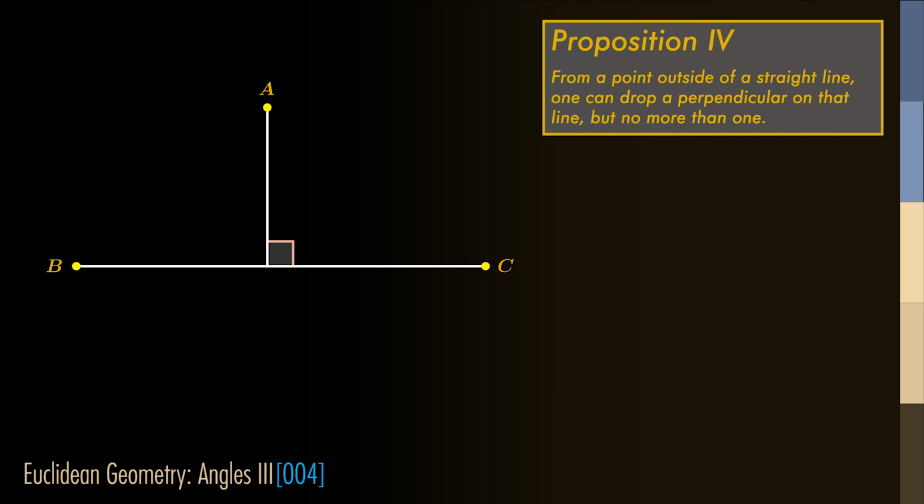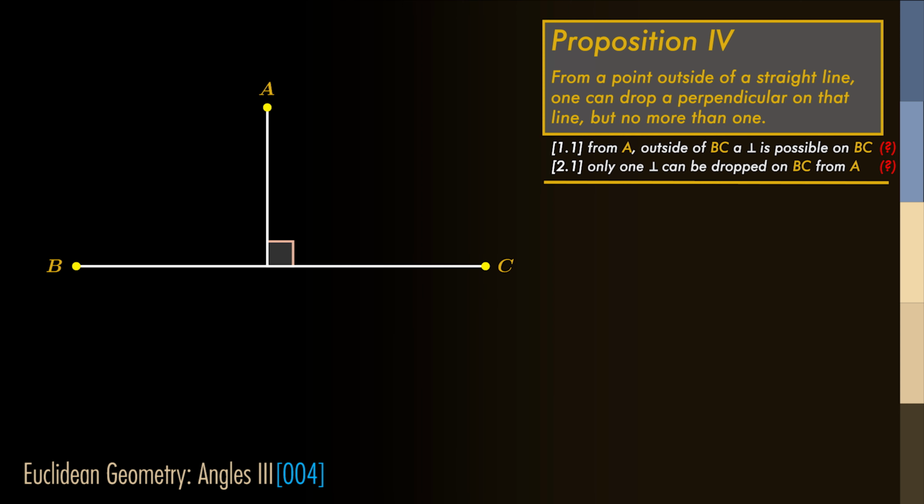We now finish this lesson with a proposition about perpendiculars. Proposition 4 states that from a point outside of a straight line, one can drop a perpendicular on that straight line, but no more than one. Looking at the figure, we need to prove two things. First, starting from A, which is a point outside of the straight line BC, we can drop a perpendicular on BC. Secondly, we must prove that you can only drop one perpendicular on BC starting from A.